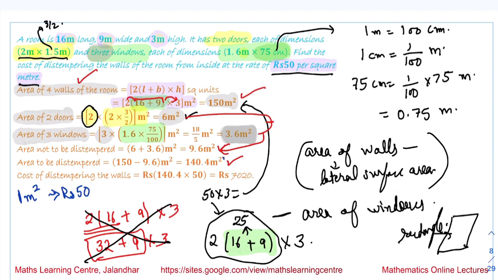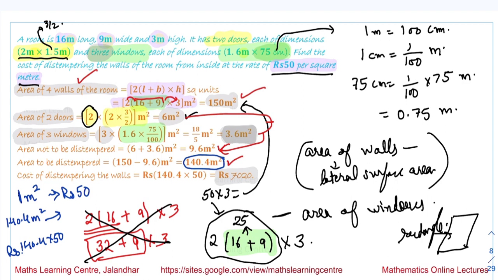Now we want to distemper 140.4 meter square of wall. So the cost will be 140.4 into 50 rupees. And the final answer that you will get on solving this is rupees 7020. So this is the cost of distempering the room from inside.